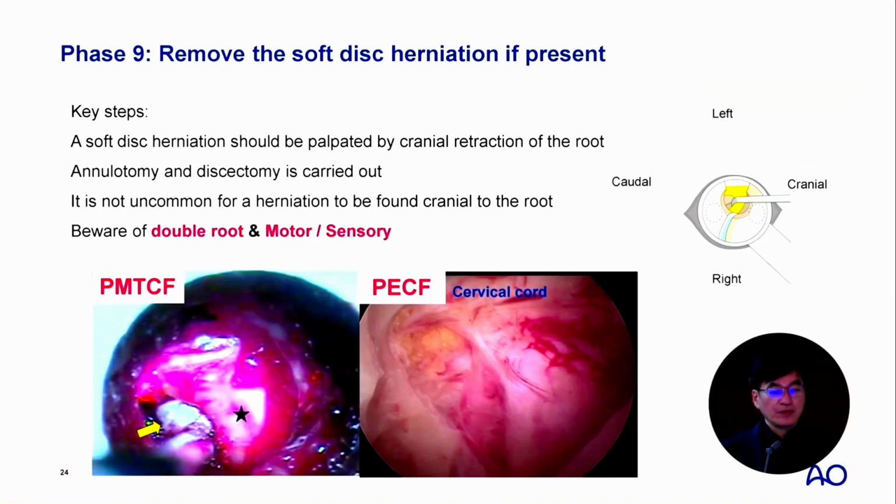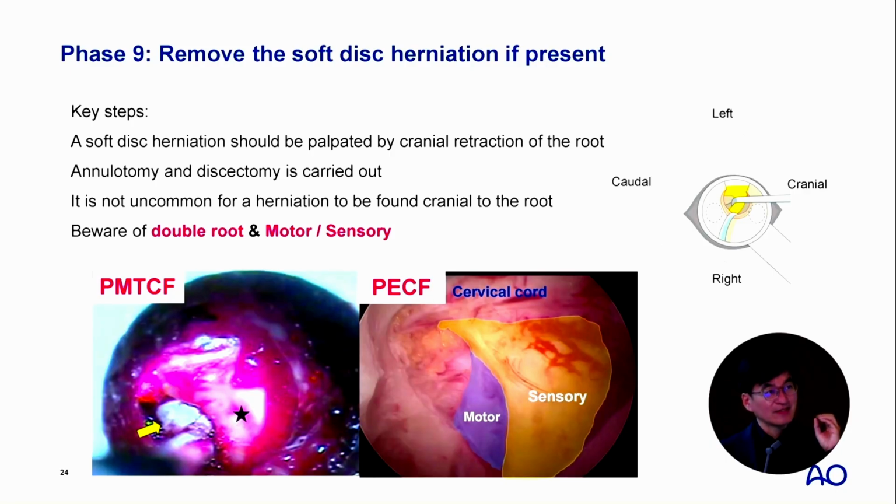Look at this. Compare the microscope view and the endoscope view. Sometimes we see the double root, right? Conjoined root and some sort of anomaly. With endoscope control, it is much more visible than with the microscope. Look at this. You can see the lateral border of the cervical myelum and the broad, wide sensory, and that is the motor fiber.